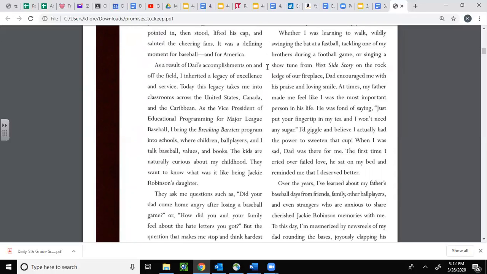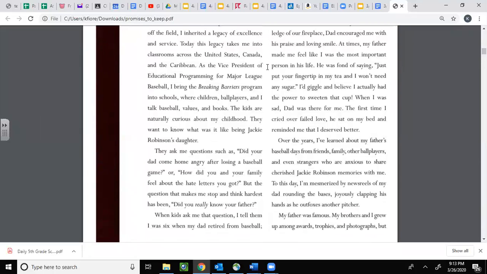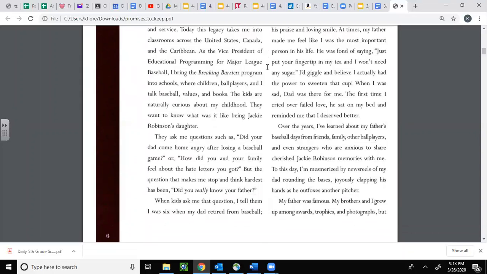At times, my father made me feel like I was the most important person in his life. He was fond of saying, just put your fingertip in my tea and I won't need any sugar. I'd giggle and believe I actually had the power to sweeten that cup. When I was sad, Dad was there for me. The first time I cried over failed love, he sat on my bed and reminded me that I deserved better.